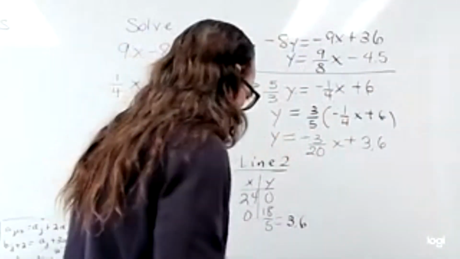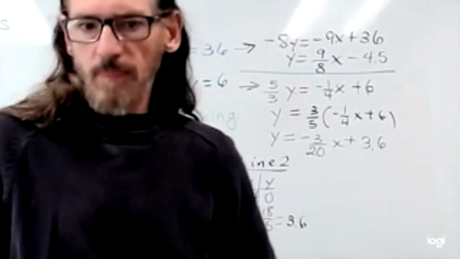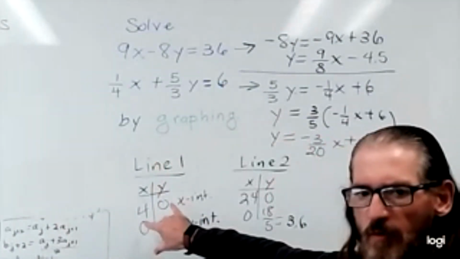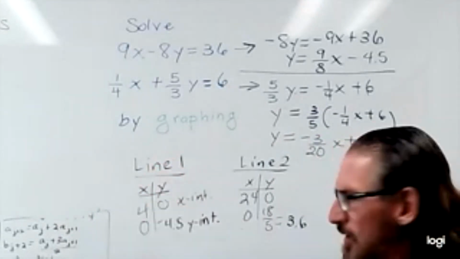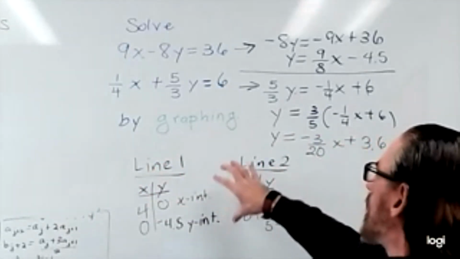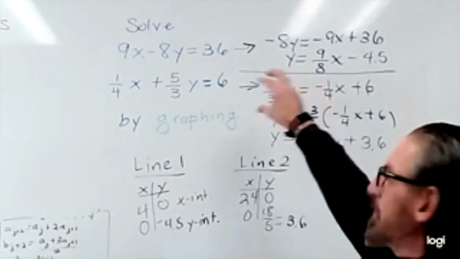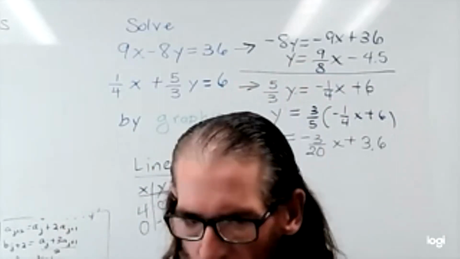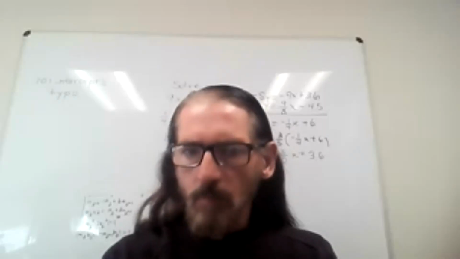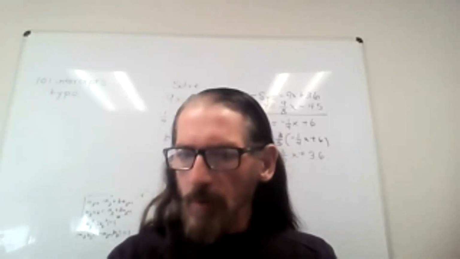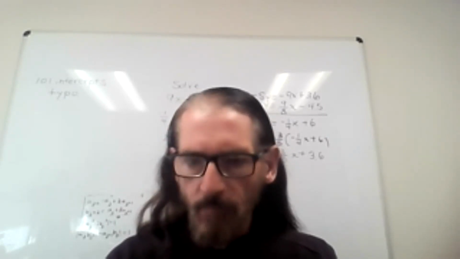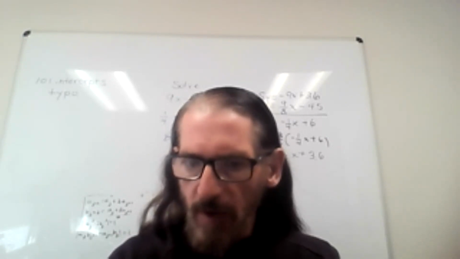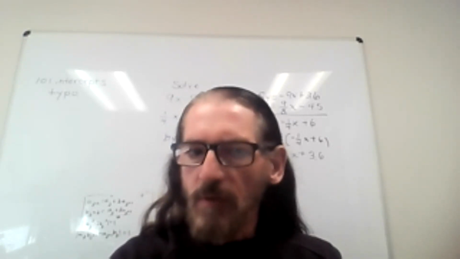All right. So let's take a look at what that would look like, whether we plot these 2 points and connect, and then these 2 points and connect, or if we plot the y-intercepts and use the slope to find another point. All right, here we go. First, I'm going to plot the x and y-intercepts and connect the lines for each.